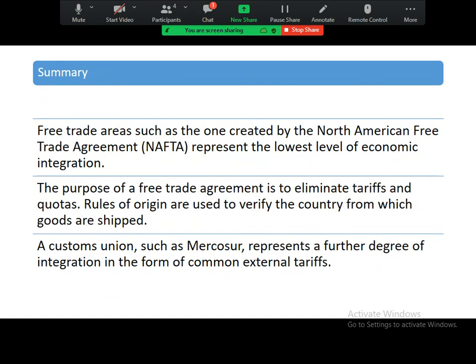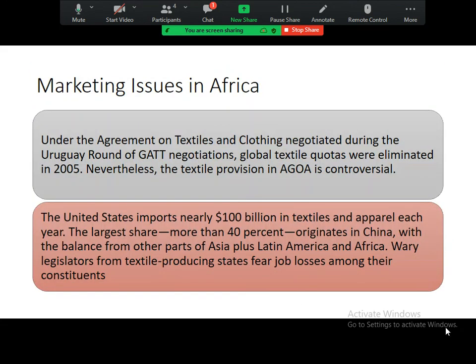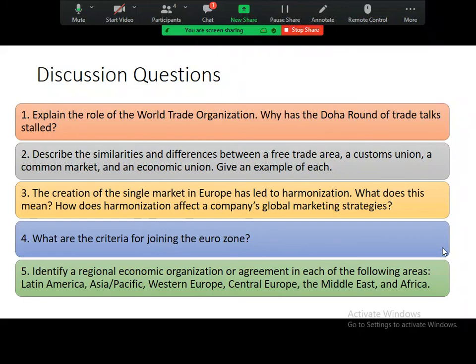Also, one of the important questions is this: marketing issues in Africa. So, what are the key marketing issues in Africa? And you can suggest some measures to overcome these issues. So, for me, this question and question number two are important from an exam point of view. So, if you have any doubts, then you can ask.